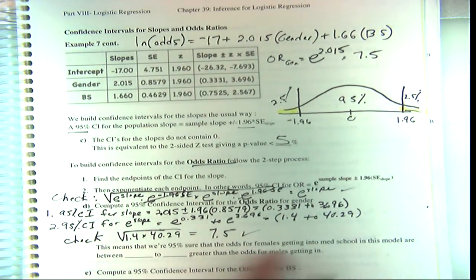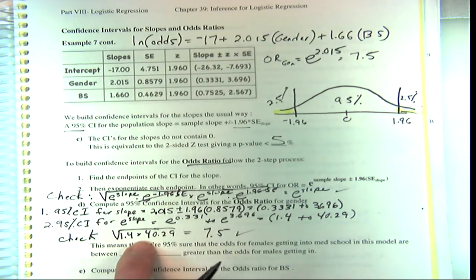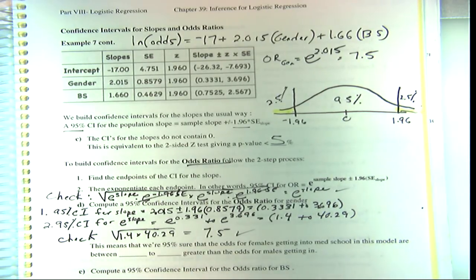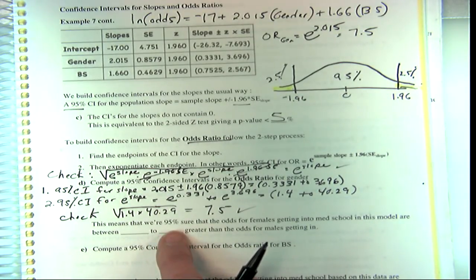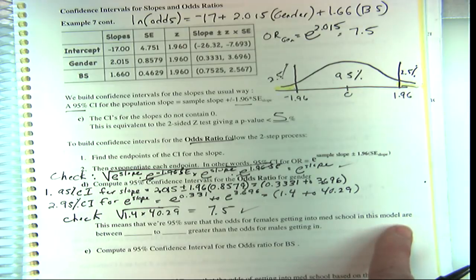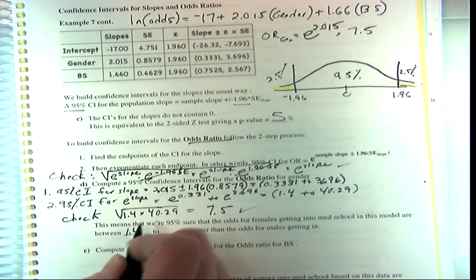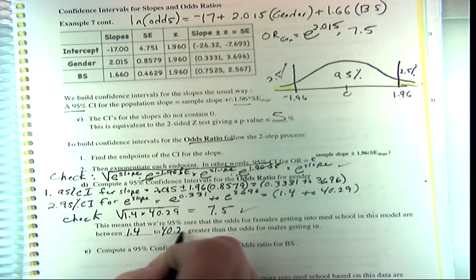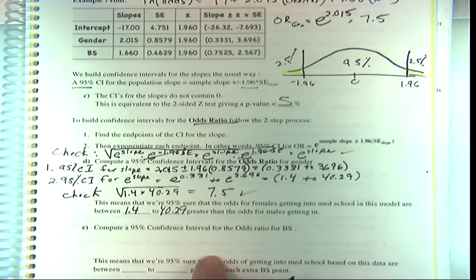That's all we're checking. So that's why we get these asymmetrical confidence intervals that are not in the center. It's not the average of those two, it's the average of the exponents. Now this means that we're 95% sure that the odds for females getting into this in this model are between 1.4 times to 40.29 times greater, that's a huge range, than the odds of males getting in.